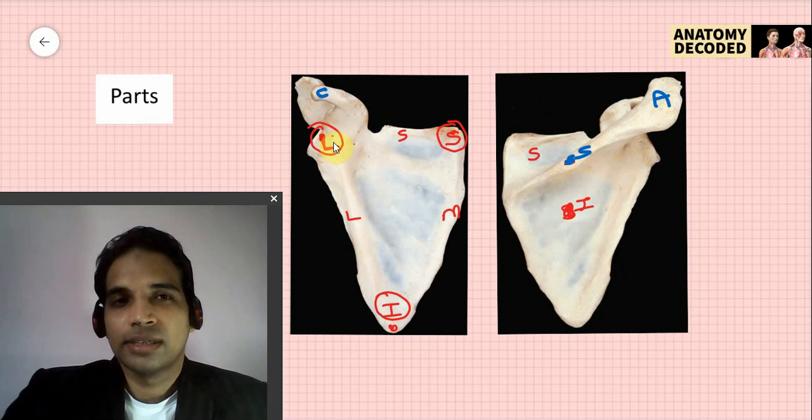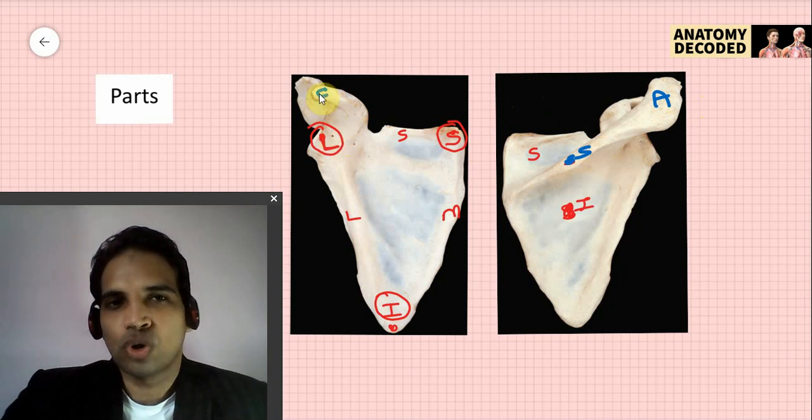I'll repeat again. One is the coracoid process, which is facing anteriorly. Then there is the spine of the scapula, which is also referred to as the spinous process. And then the acromion process, which is just a lateral projection from this spinous process. These are the three processes of the scapula.